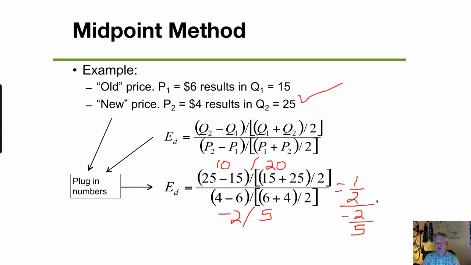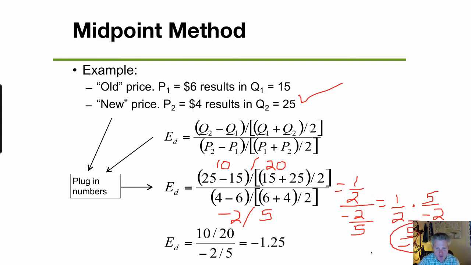If you remember your rules from algebra, I can take this 2/5 and flip it up into the numerator. And so I will get 1/2 times 5 over negative 2. What I get is 1 times 5 is 5. Negative 2 times negative 2 is negative 4. And that should be my answer, negative 5/4. Let's see what the slide tells me. And good, I got it right. 10 over 20 over negative 2/5 is negative 1.25. I prefer to stay in the world of fractions because fractions are your friend.